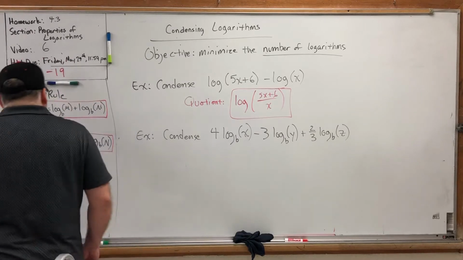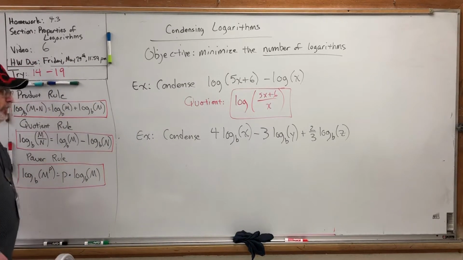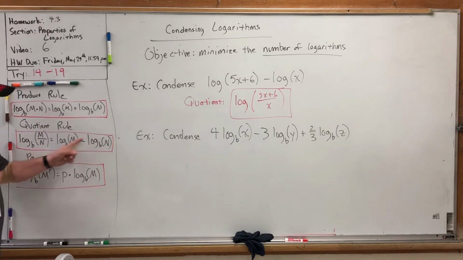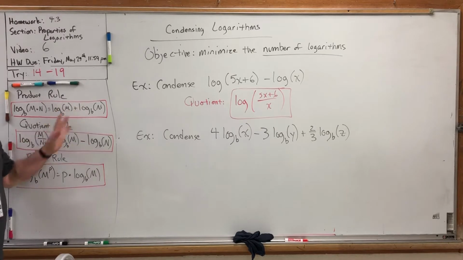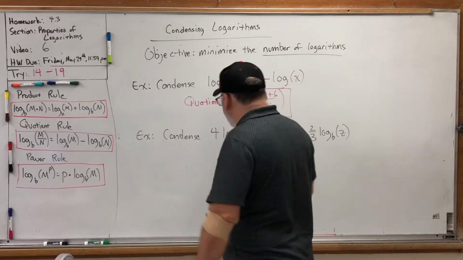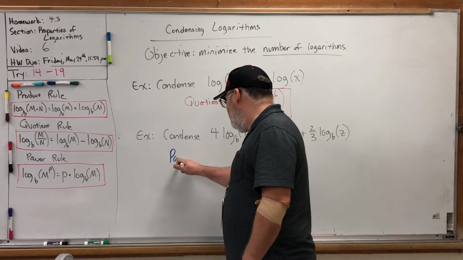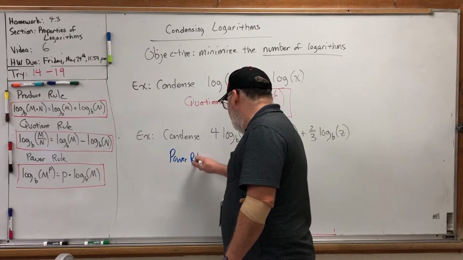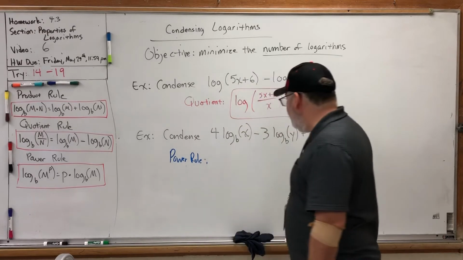Well, as is, I can use neither the product or the quotient rules because those rules don't say anything about having numbers in front. So if there's a number in front, you can't do any of these rules yet. So we have to fix the fact that all three of these logs have numbers in front. So let's use the power rule. Not once, not twice, but 3 times.